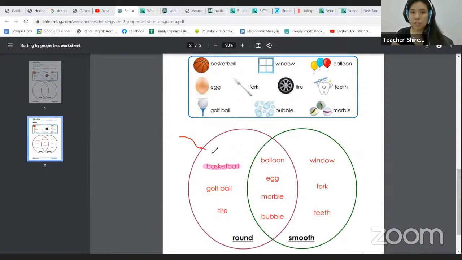Understand the difference of this column and this column. It's like our art class today, like our abstract art today. Okay, understand? Let's move on to the next.